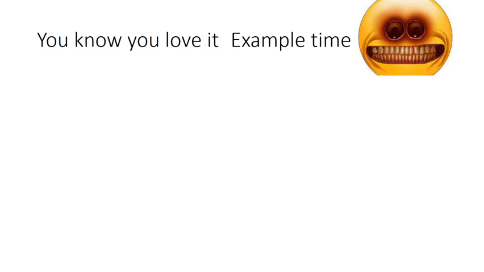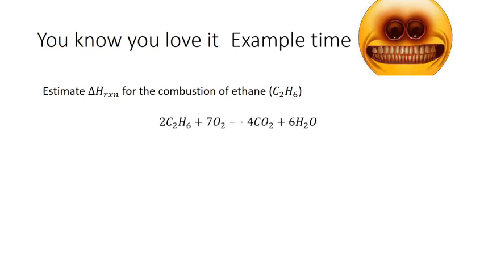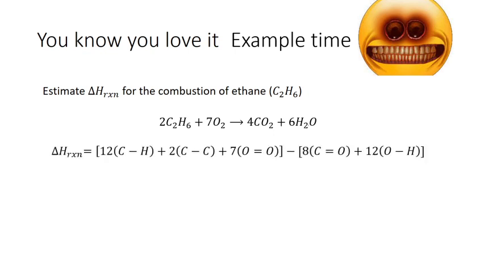So, what you've all been waiting for, example time. The question: estimate the enthalpy change of reaction for the combustion of ethane. So the first thing we're going to do is write our balanced chemical formula, which is going to look something like this. And then we are going to figure out how many bonds are in there and write our equation. So if we look, and this is where it will be helpful to be able to draw out molecules, right? So if we look at our C2H6, it would look something like this.